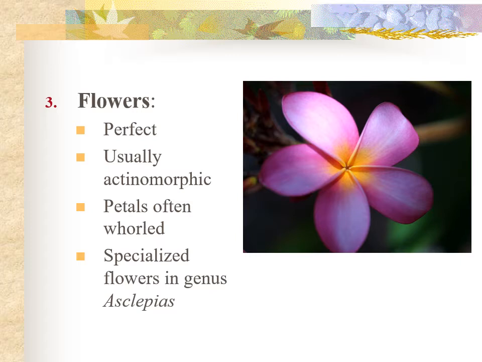The flowers in the Apocynaceae are perfect and usually actinomorphic, and the petals themselves are often whorled. A good example of this is shown in the picture on the right here. Whorled in this case means that the petals overlap each other, just like a pinwheel. One cool thing about this family is that it has undergone some recent taxonomic revision and now includes many members of what were formerly under the family Asclepiadaceae. These members actually have quite specialized flowers, and we will get into that a little bit later.